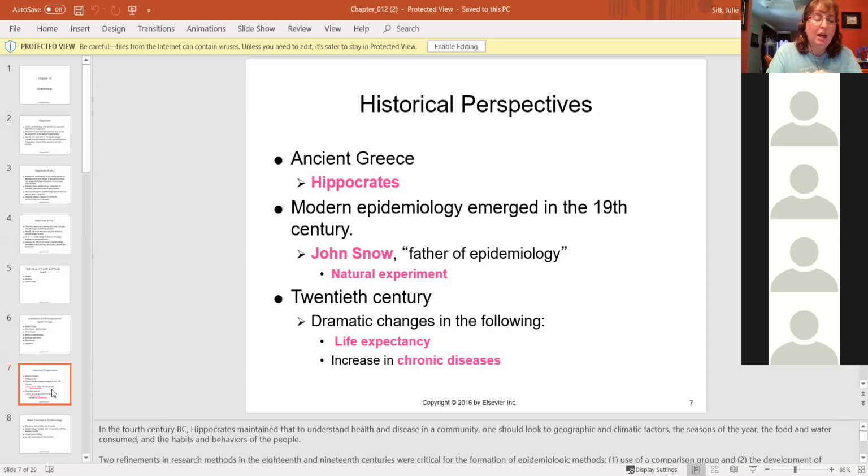And then by mapping cases that clustered around a single public water pump in one London cholera outbreak, John Snow demonstrated a connection between water supply and cholera in the mid-19th century. So you can see, we have come a long way. In the 20th century, dramatic changes are happening with life expectancy, and there's an increase in chronic diseases.